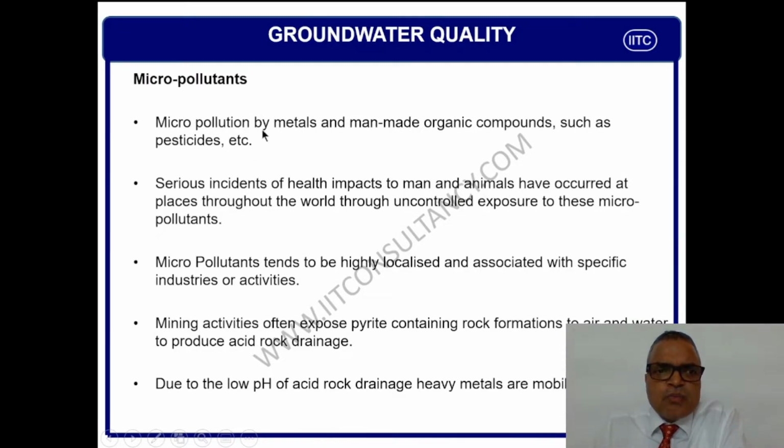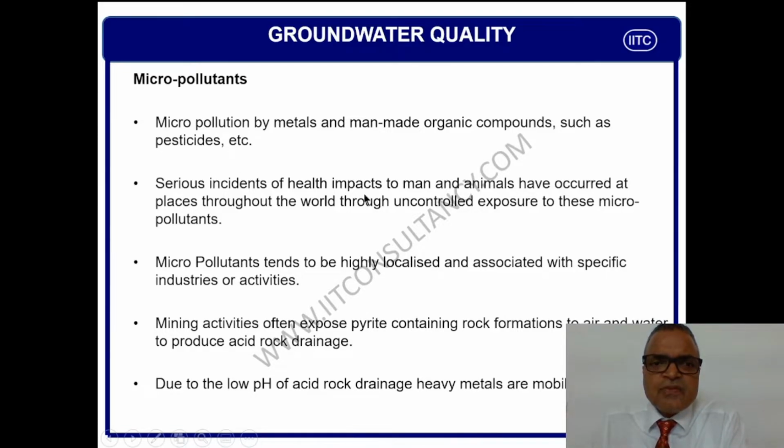Micropollutants. Micropollutant pollution by metals and man-made organic compounds such as pesticides. So guys, we are responsible for micropollutants. We are producing a lot of metals, alloys, and we are also producing organic compounds such as pesticides and insecticides. These are micropollutants, and once some of the micropollutant is diffused in the land or in the water, reversing it is very difficult. Remediation is very challenging.